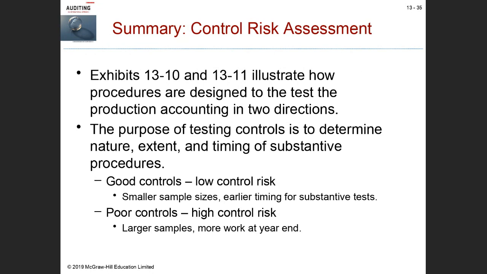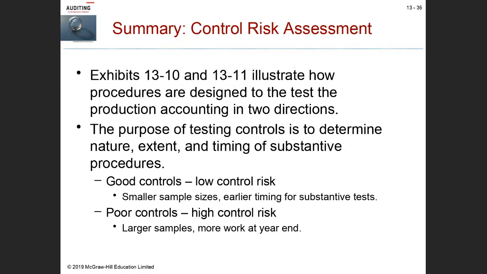Okay. Now, they mentioned exhibits 13-10 and 13-11 in the text, and those are on page 597. And those tests, again, as I point out in the PowerPoint, it says those exhibits illustrate procedures to test the production accounting in two directions. Sorry, it's at the bottom. I think I mentioned page 597. Okay, bottom of page 597, and the next one's at the top of page 598.